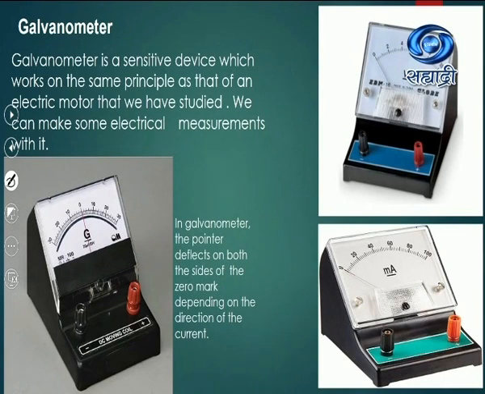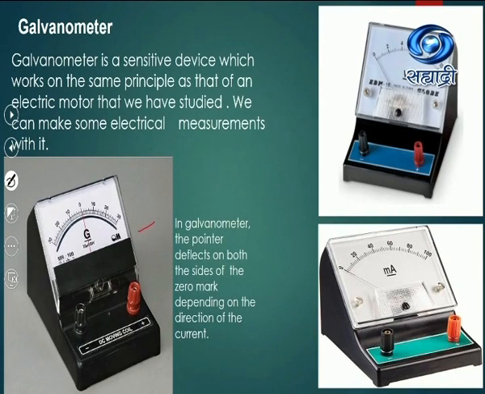Now let us learn about the galvanometer. A galvanometer is a sensitive device which works on the same principle as that of an electric motor that we have studied. We can make some electrical measurements with it.